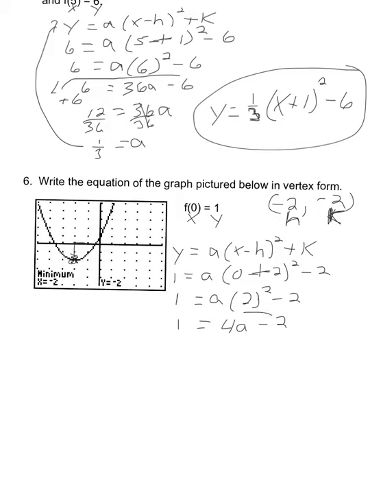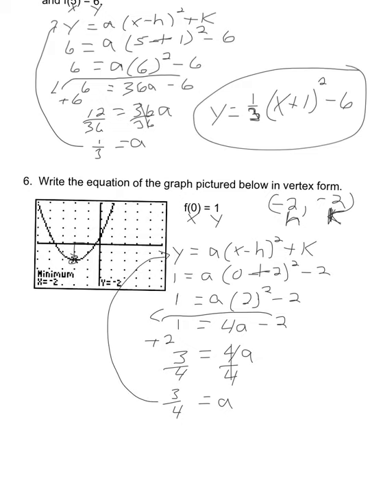Solving for a, so I got to take the negative 2 across, so it becomes a plus 2. 1 plus 2 is 3 equals 4a. Divide by 4. And a equals 3/4. Take that, plug it back in the original. Put my x's and y's back in. Y equals my a, which is 3/4. Parentheses, put my x back in. Minus my h, which is a minus 2, so that makes a plus 2. Squared plus k, which is a minus 2.